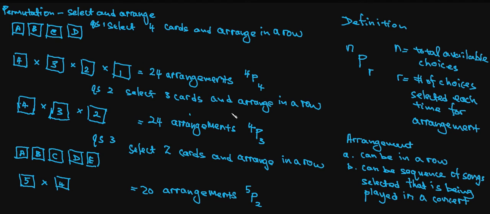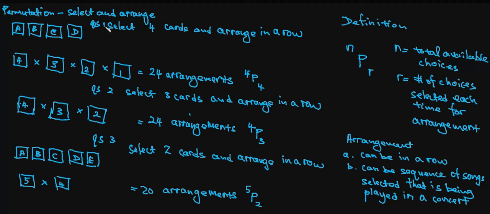Okay, now let's look at permutation. As said earlier in the first video, permutation is basically you select and you arrange. Okay, the keyword is you select, after that you arrange. Now look at some of the questions here.